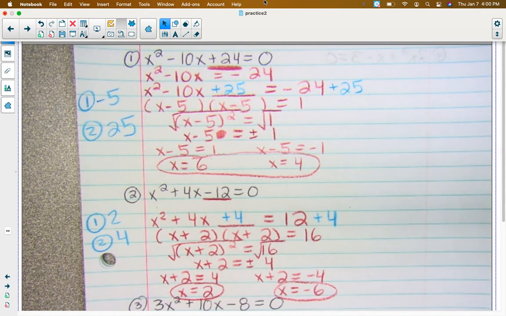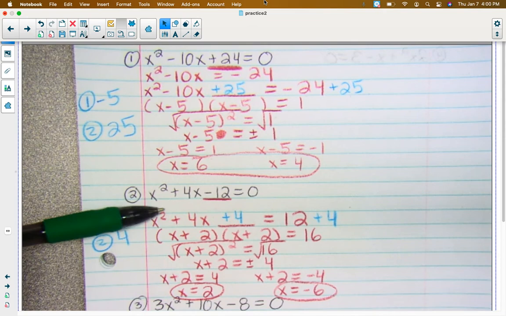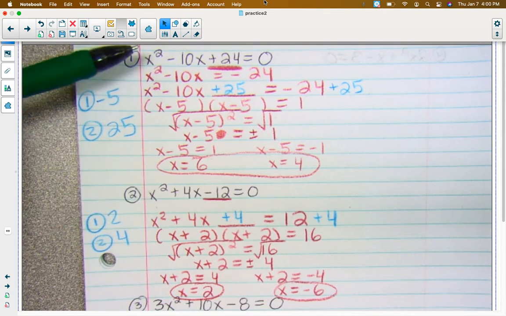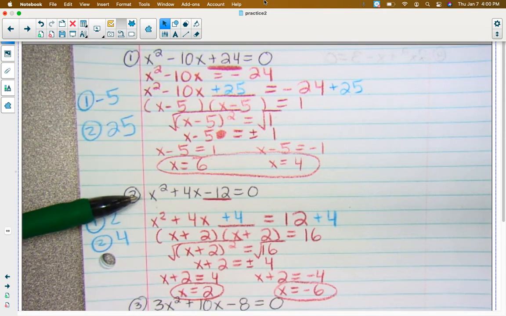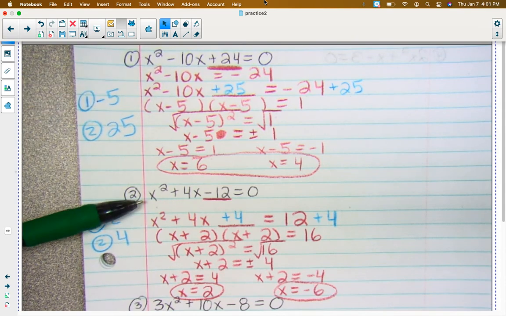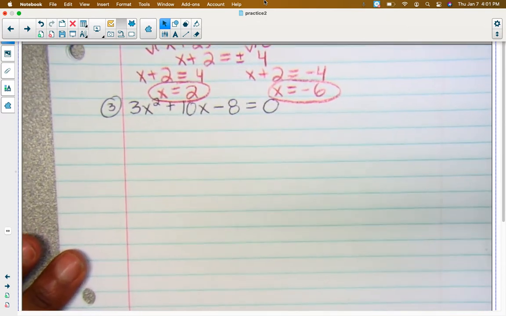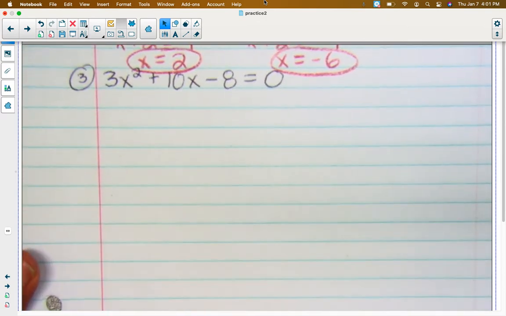All right, last one I want to look at. The first two that we've done, the coefficient has been 1. So this is 1x squared, and this is 1x squared. Let's take a look at what happens if I have any other number besides 1. Let's see what happens if my coefficient is not 1, as in number 3. So number 3, 3x squared plus 10x minus 8.